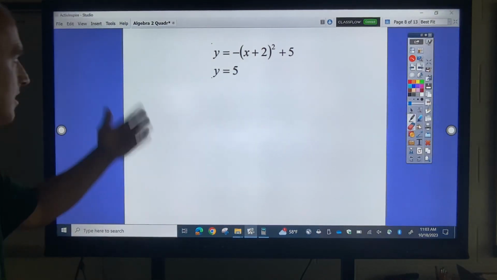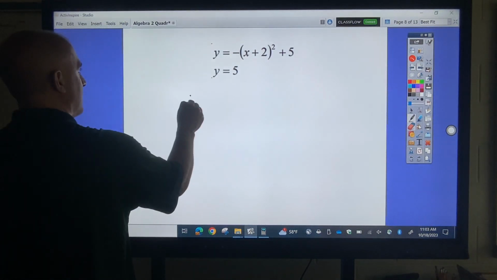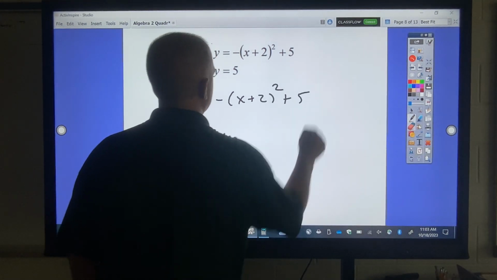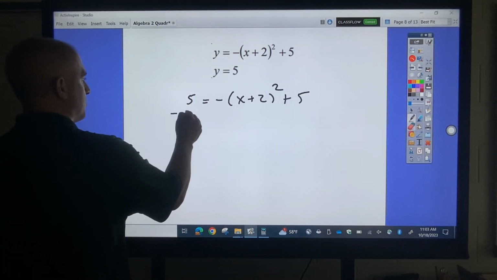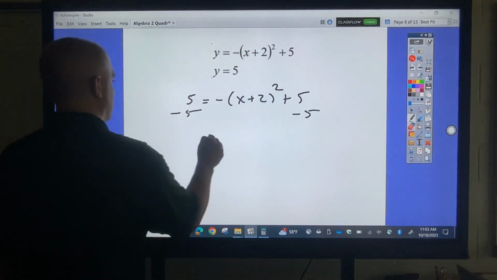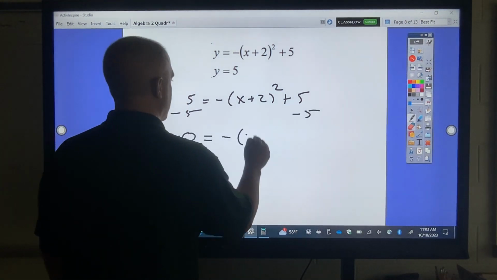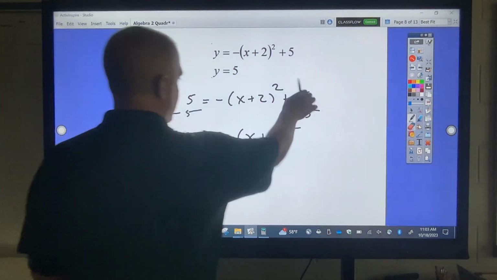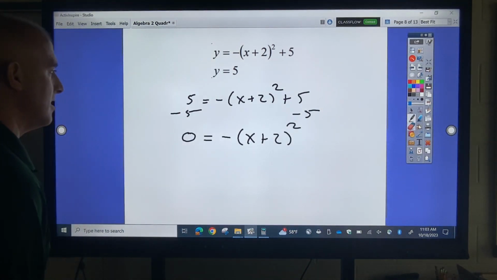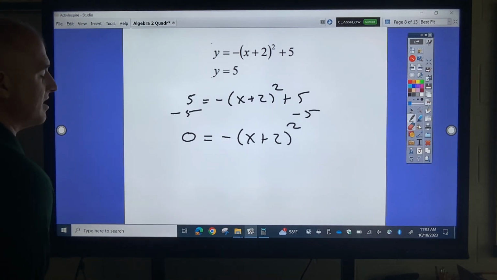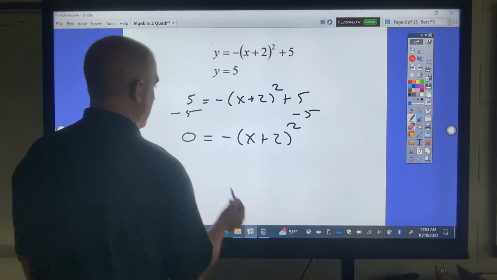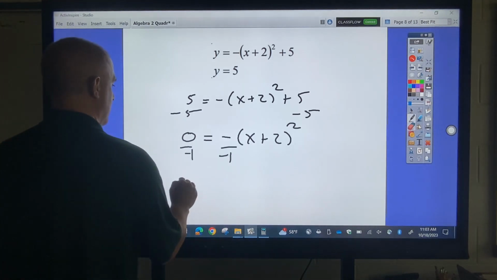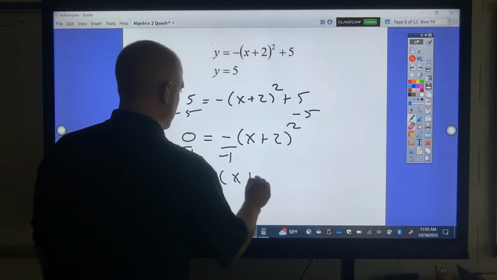Okay, let's say I have something like this. I would set this equal. Okay, all right, now in this case, I would subtract the 5 over. So I got 0 equals negative x plus 5 squared. Okay, all right, now if I go to combine these, that's going to be 0. All right, so probably the easiest way to do this is solve by square roots, in my opinion. Okay, so what I would have to do is divide both sides by negative 1. So I got 0 equals x plus 2 squared.